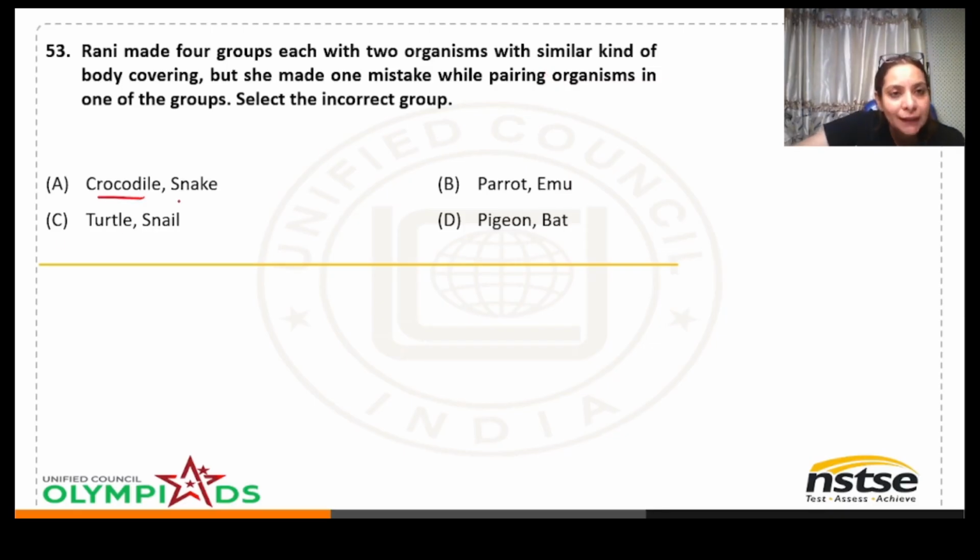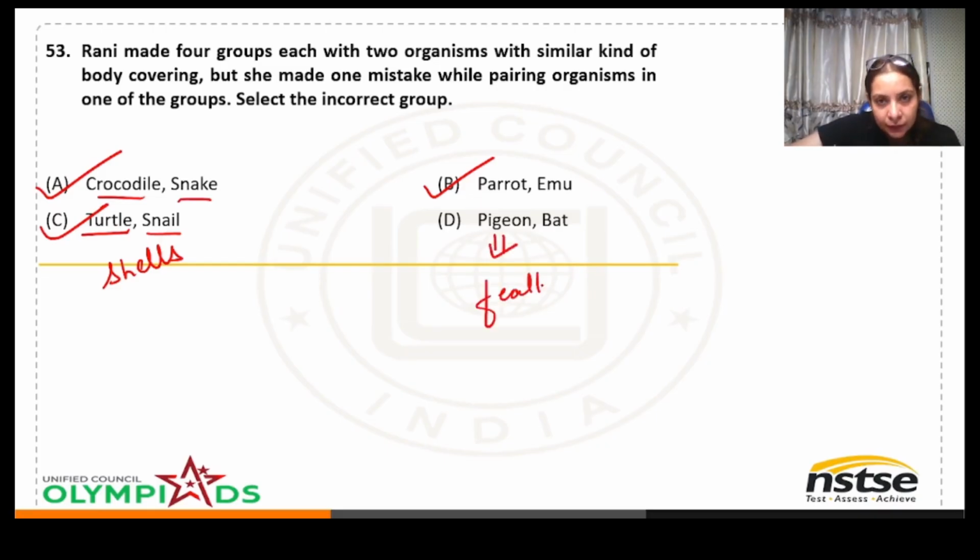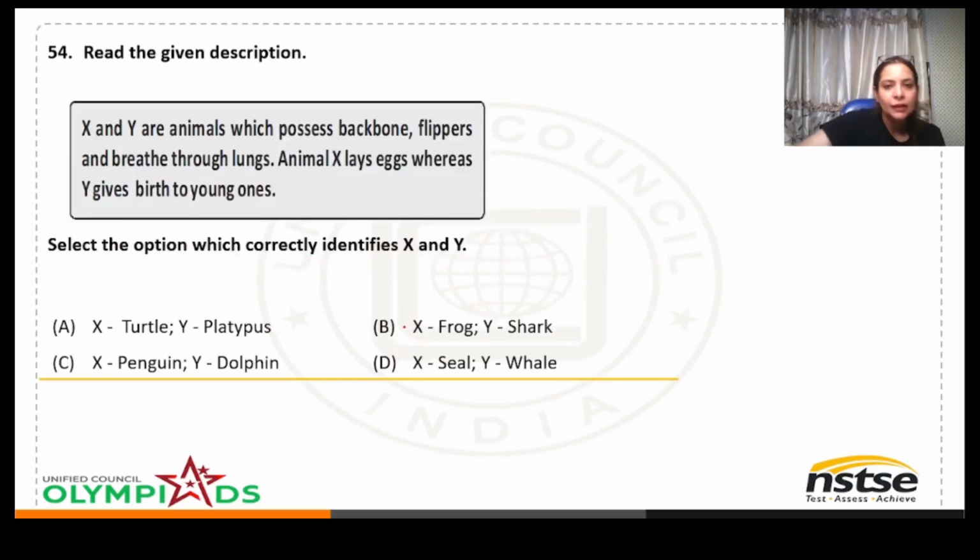Now if I talk about crocodile and snake, we know that both of them have scales, so this grouping is correct. Now parrot and emu, their body is covered with feathers, it is correct again. Now turtle and snail, both of them have shells over them, so again it is correct. But pigeon and bat, pigeon's body is covered with feathers, whereas body of bat is covered with hair. So the option which is grouped incorrectly is option D. Option D is incorrect.